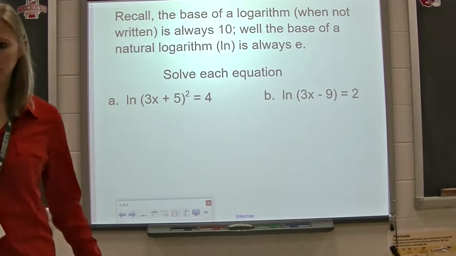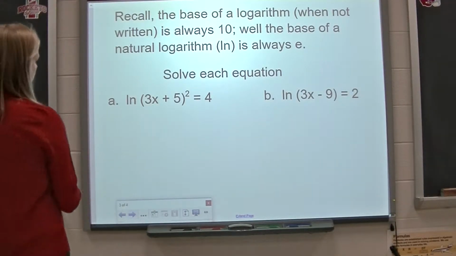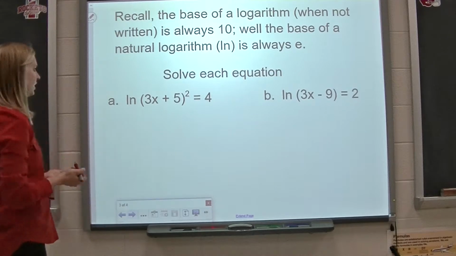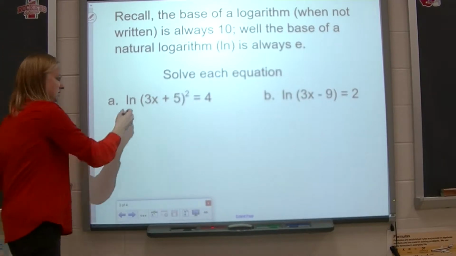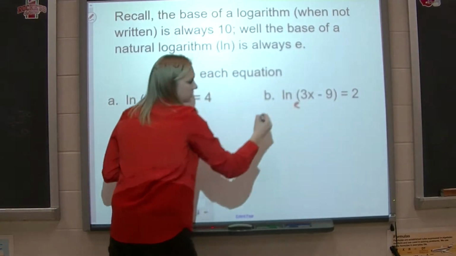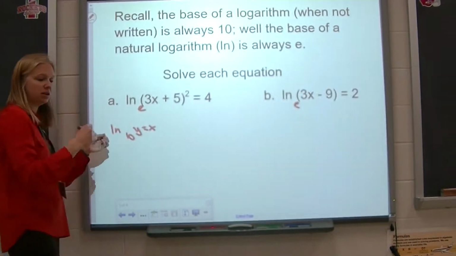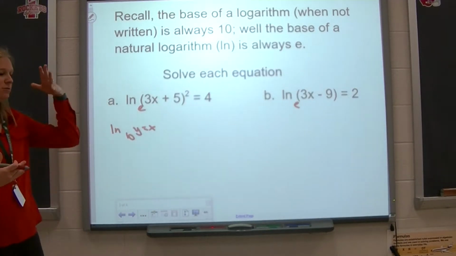So let's practice using this. The base of a logarithm, when not written, is always 10. Well, the base of a natural logarithm, the ln, is always e, because again, it's the inverse of y equals e to the power of x. So to solve each of these equations, when we're given the natural log, we would convert it to exponential form. But again, the difference is the base isn't 10 here, it's e. So to convert to exponential form, it's still the same. It's log base b of y equals x, and b to the power of x equals y. So nothing's changed in the type of forms. b is still in the same spot, y is still in the same spot, x is still in the same spot.